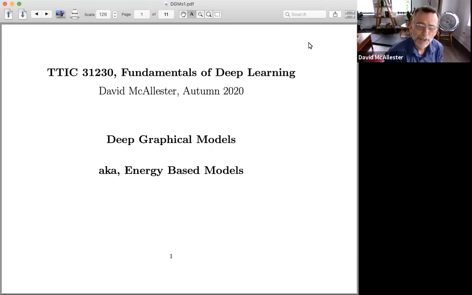Hello. Today we're going to start a new topic, graphical models. Graphical models were one of, if not the dominant approach to machine learning prior to the deep revolution. And they have survived the transition and are currently integrated with deep methods in a couple areas.